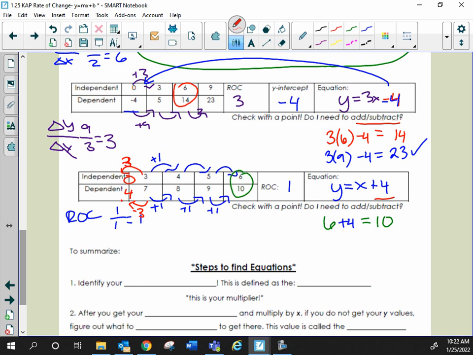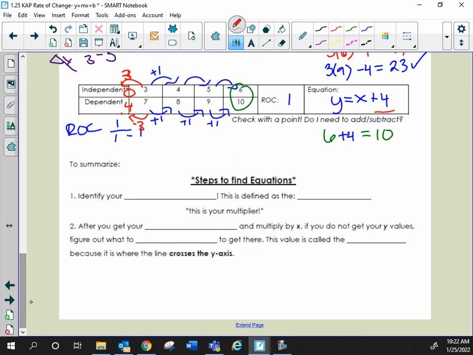All right, so just to summarize everything we talked about, every single time, whether it's from a table or from a graph, you first identify what was the first thing you found? My rate of change, or my slope. The way to find our rate of change or slope is to find rise over run, or the change in y over the change in x. Again, this is my multiplier. That's your m in the mx plus b.